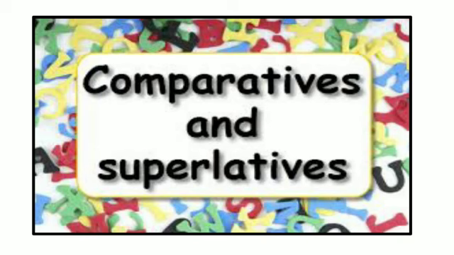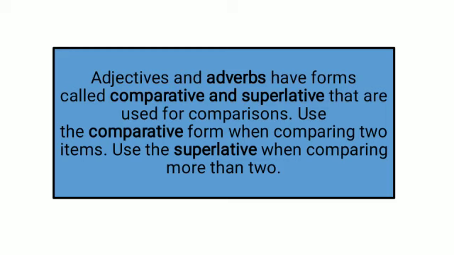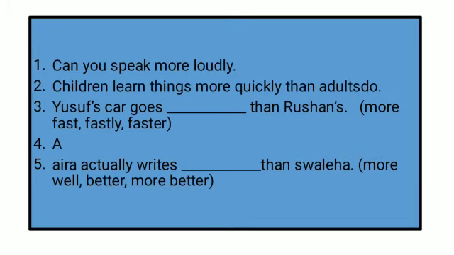Okay, beta. Now let's move on to our next topic, comparatives and superlatives. When we think of comparative and superlative forms, we usually think of adjectives, for example, more beautiful, most beautiful, taller, tallest. But that is not correct. Adverbs also have comparatives and superlatives. Adjectives and adverbs have forms called comparative and superlative that are used for comparisons. Use the comparative form when comparing two items. Use the superlative when comparing more than two. Okay, beta, now let's see a few examples.